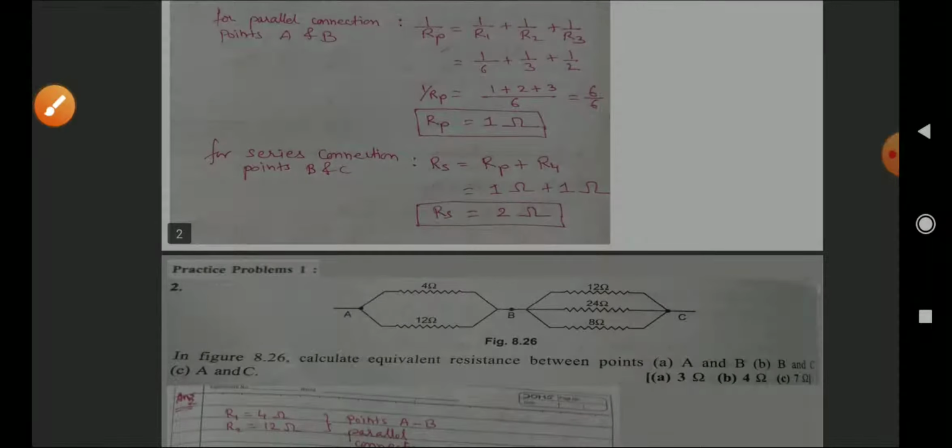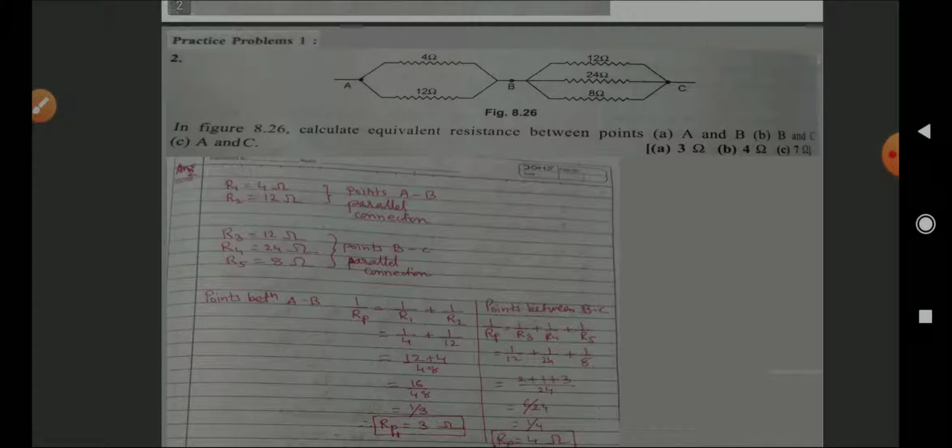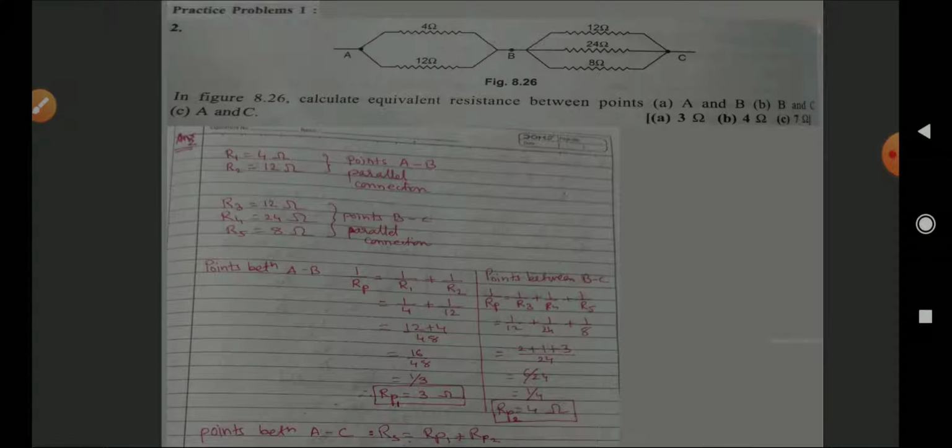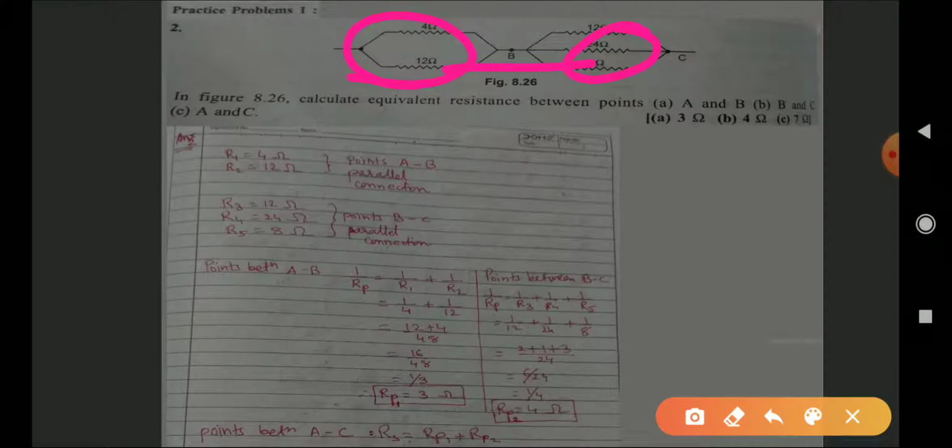Then practice problem 1, question number 2. If you see the figure here, this is a parallel connection, this is a parallel connection, and both of them are connected in series. So first of all we'll find out the Rp of this section and the Rp of this section, and then we'll add them because it is Rs. It is just the same sum as in the previous one. So first of all we find out Rp1. We are considering this as Rp1, and this one as Rp2.